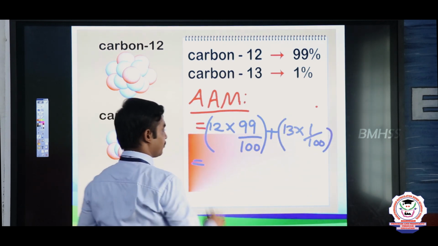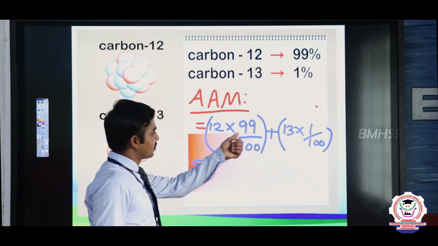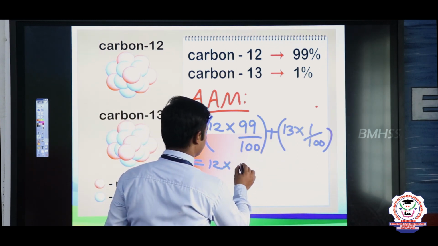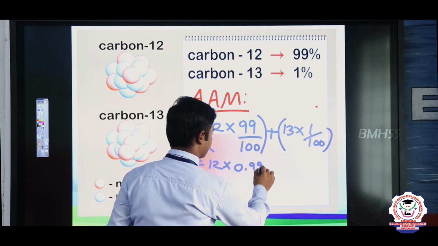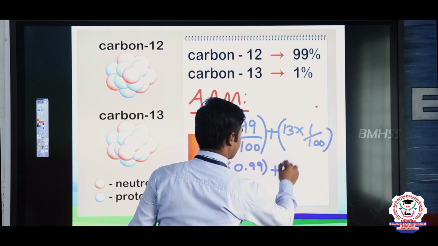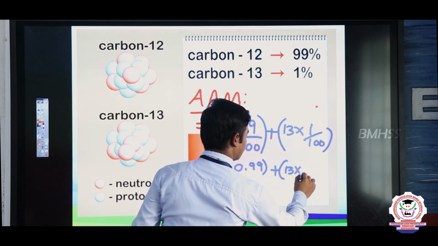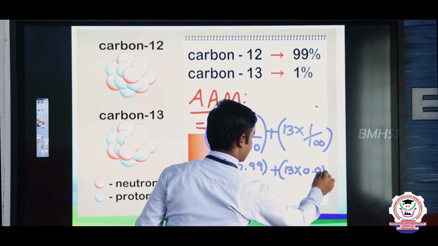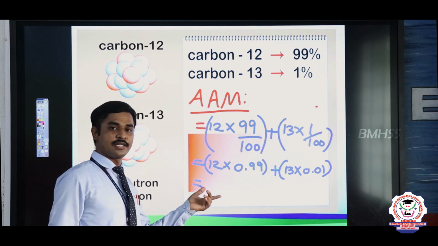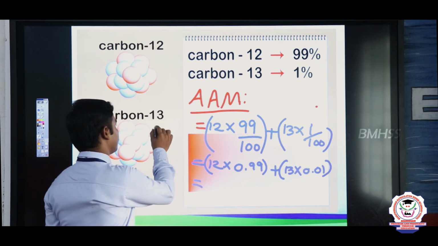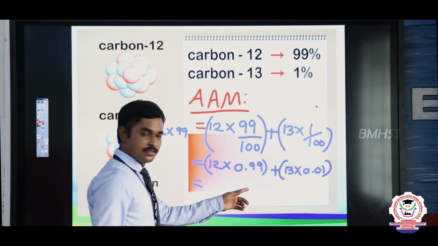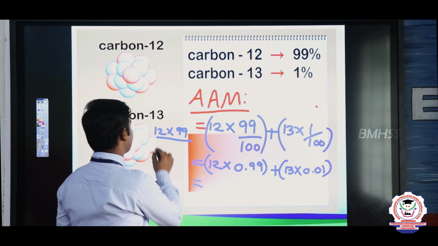We just put a point 2 digits before the number. 12 into 0.99 and plus 13 into 0.01. It is easy to calculate because it is the simplest number. When we multiply 12 by 99, you do not consider the point, just multiply the numbers.